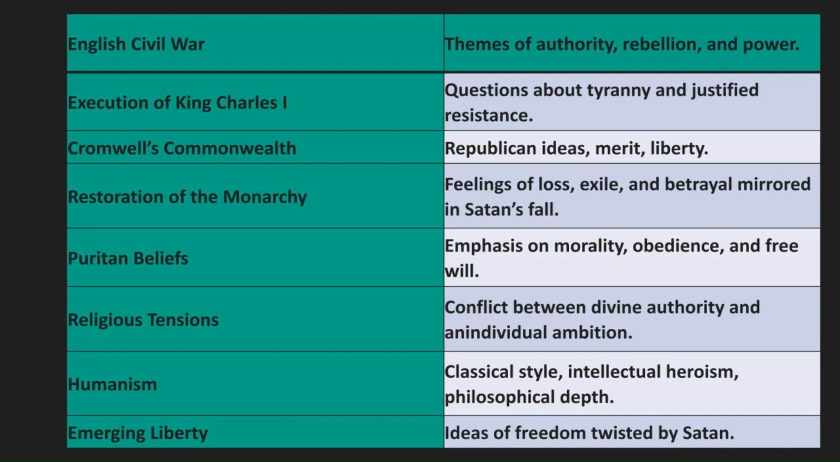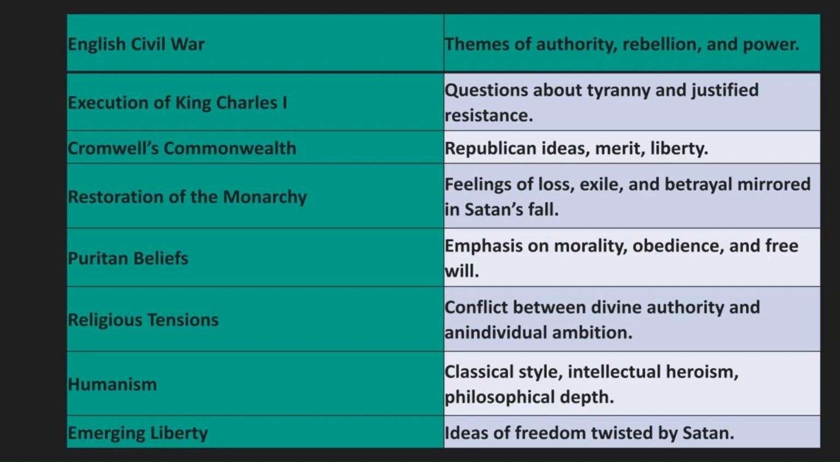Aspect and influence on the poem. English Civil War: themes of authority, rebellion, and power. Execution of King Charles I: questions about tyranny and justified resistance. Cromwell's Commonwealth: Republican ideas, merit, liberty. Restoration of the monarchy: feelings of loss, exile, and betrayal mirrored in Satan's fall.